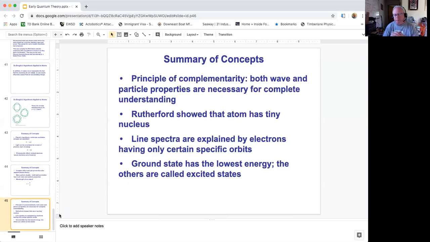And I'm going to post a couple more videos that talk more about the photoelectric effect and the Bohr model.